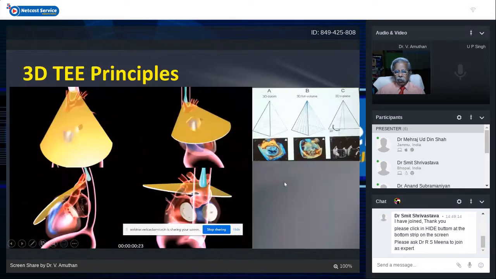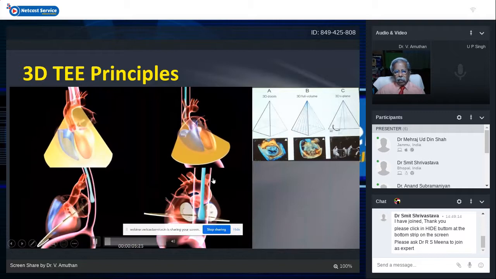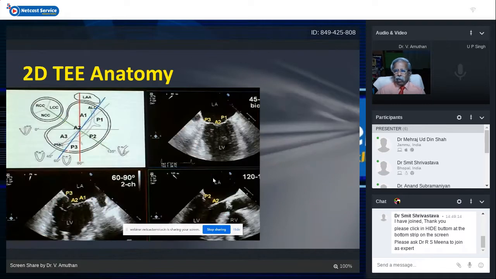And the most important advancement is that you can see the mitral valve very clearly in transesophageal echocardiography. So in 2D, you have multiple planes which are required to study the various scallops. You can see here the scallops in apical long axis or 120 degrees. You may be sure that this is A2 and this is P2.